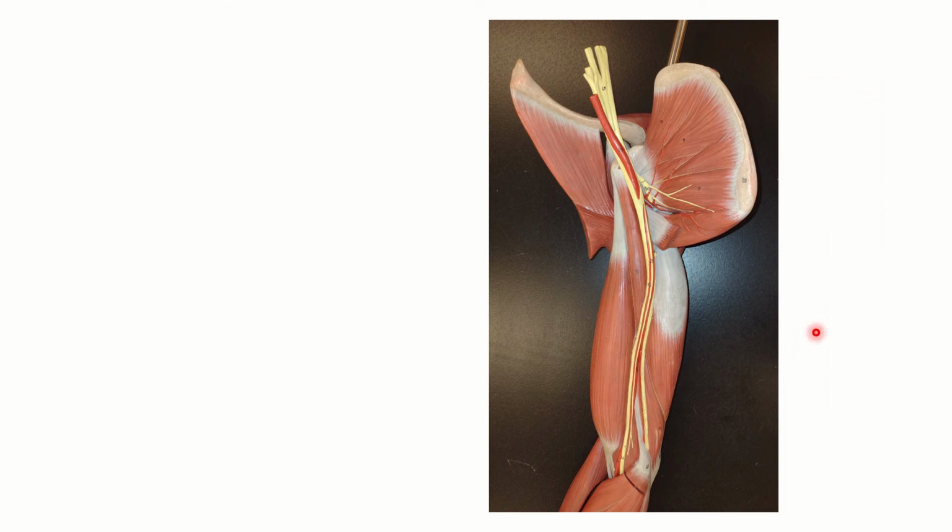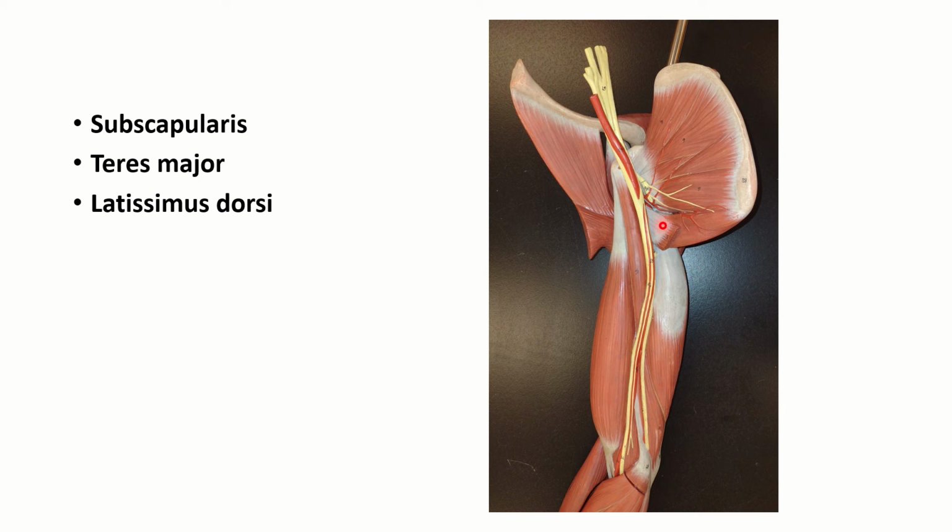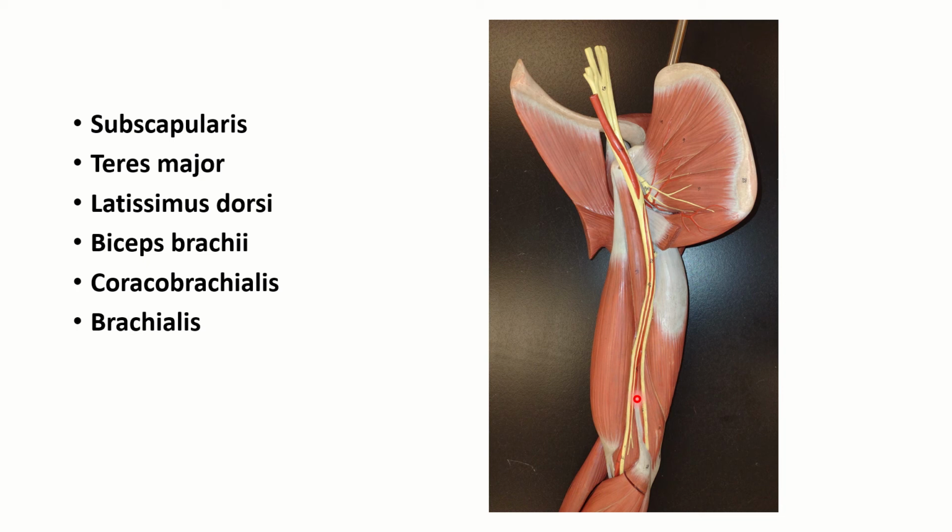This is the medial view. So subscapularis muscle, this one. This is teres major. And this is just a tendon of the latissimus dorsi. This is biceps brachii, coracobrachialis, brachialis muscle, and triceps brachii.